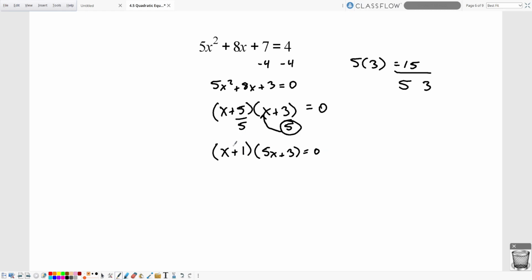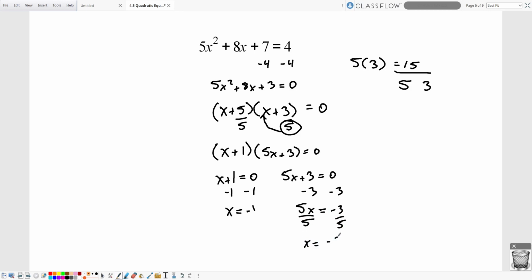Now we'll go ahead and take both of these sets of parentheses, set them equal to 0. So x plus 1 is equal to 0, and 5x plus 3 is equal to 0. Solve your equations, you get x is a negative 1. Over here, when we solve our equation, we're going to get x is equal to a negative 3/5. So our two roots, or x-intercepts, one of them is going to be negative 1. The other one should be negative 3/5.